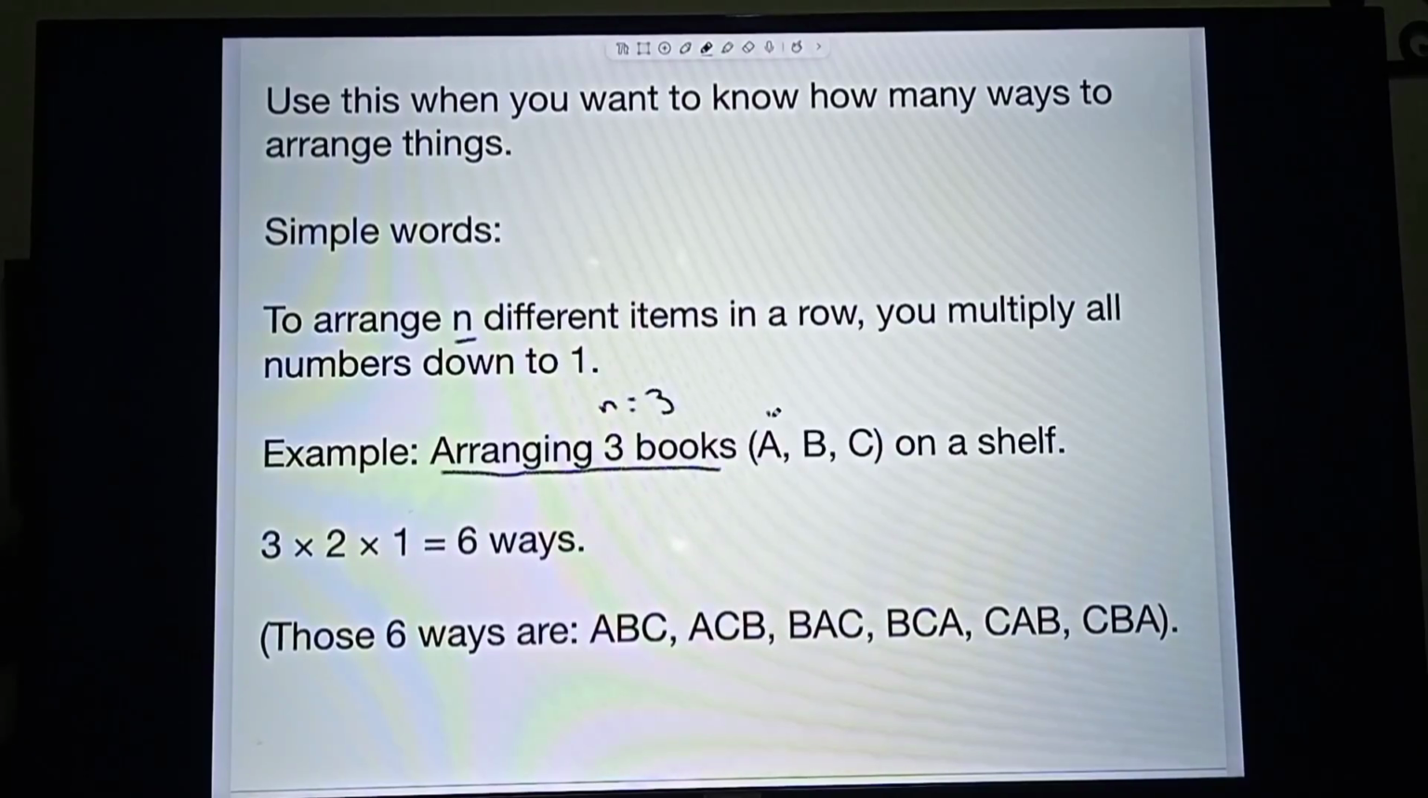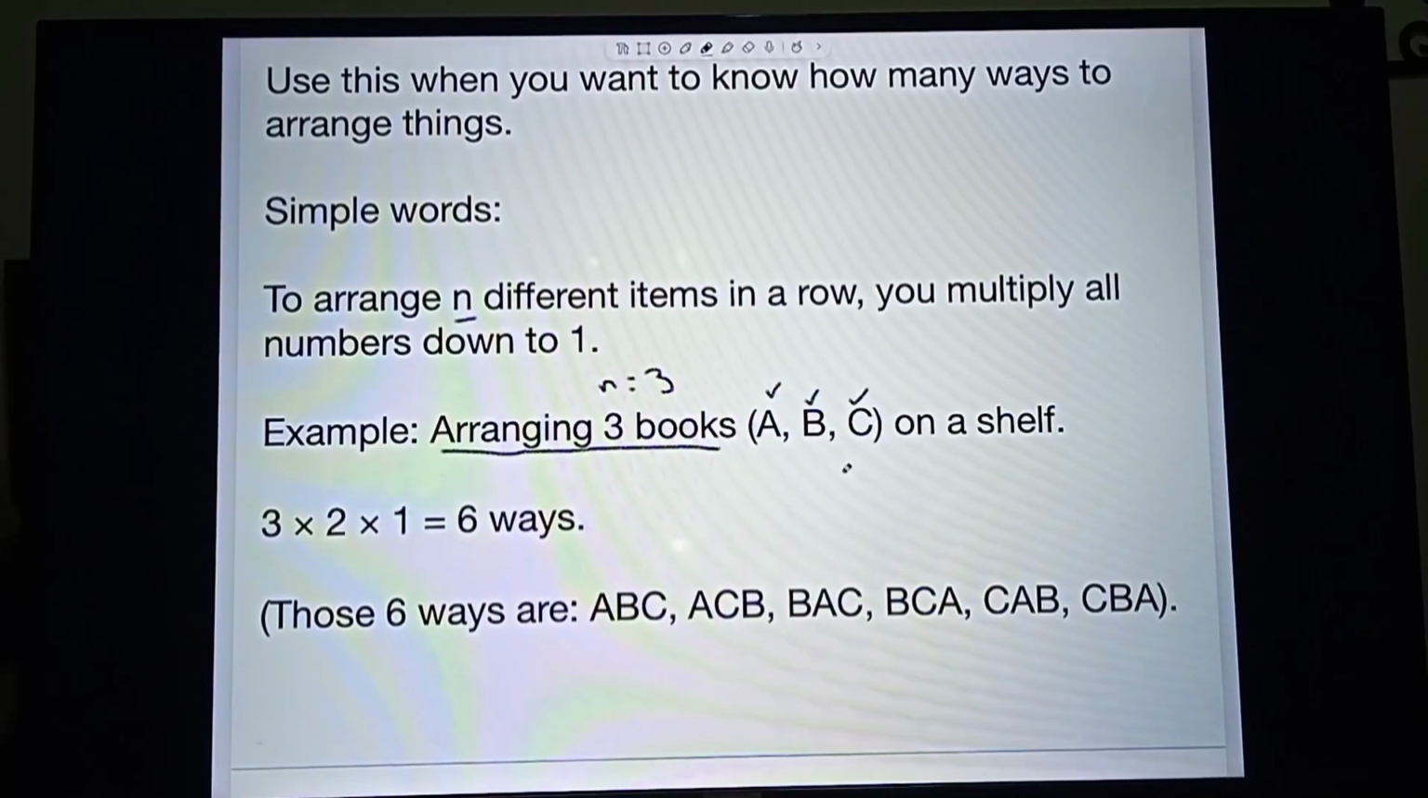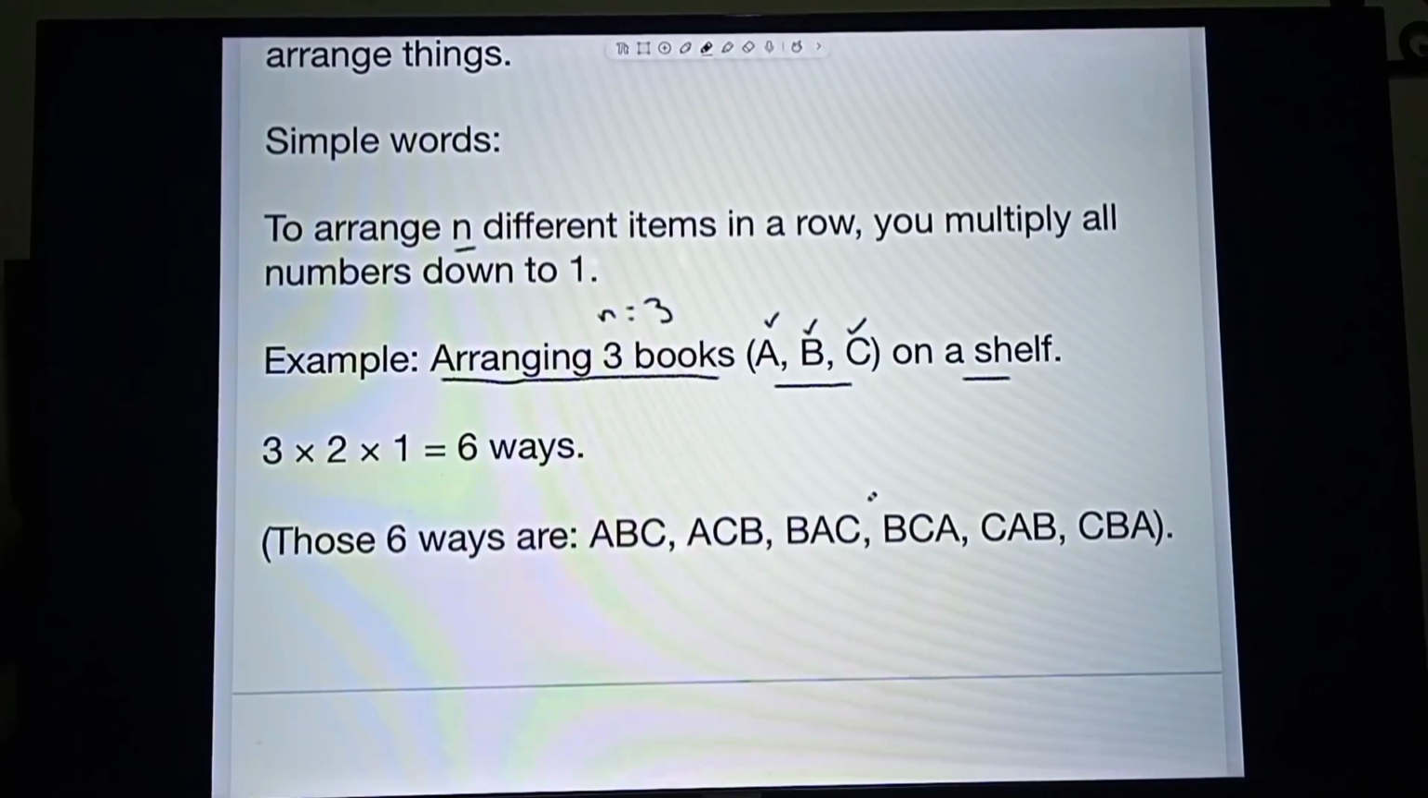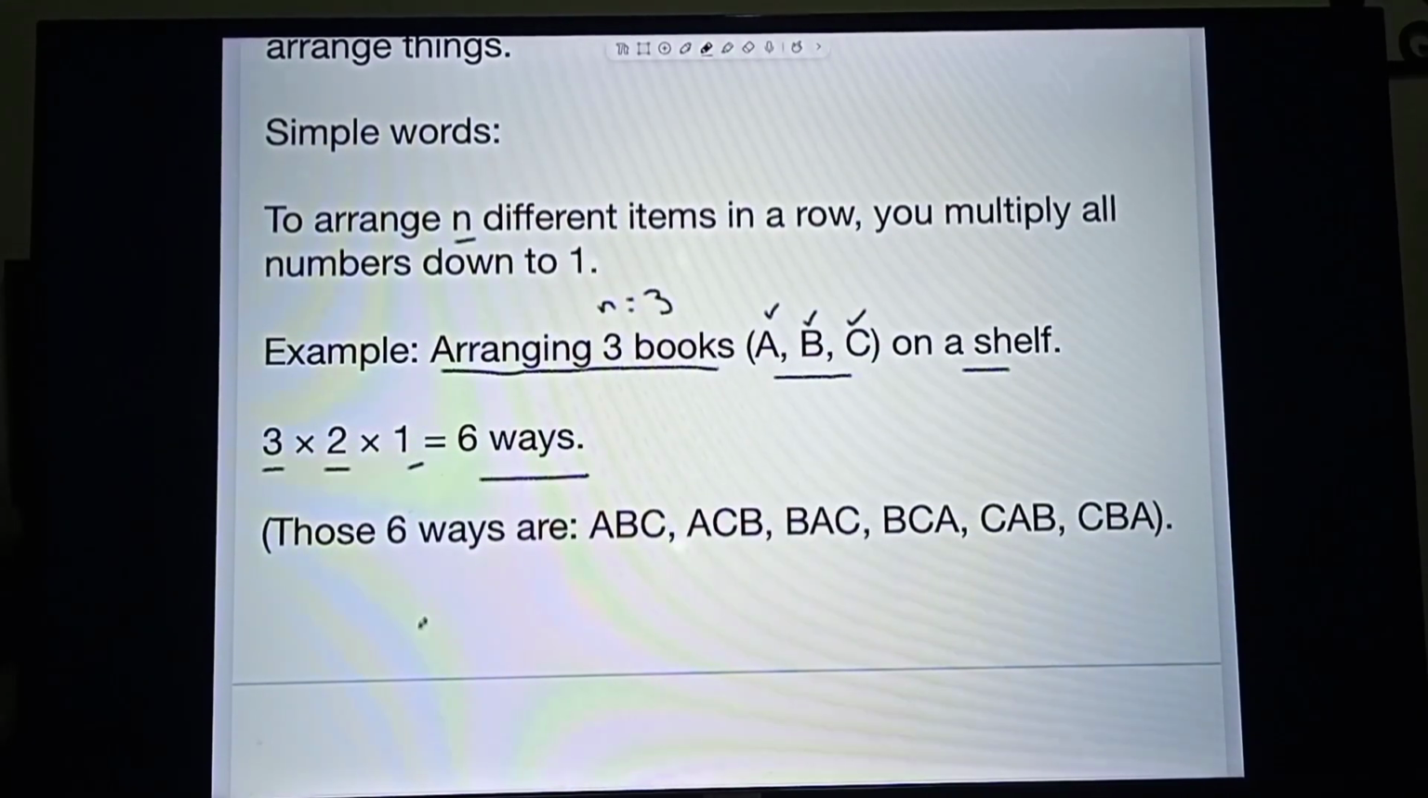And one book is A, the other book name is B, and the third book name is C. And you are going to arrange this A, B, C books on a shelf. So how many ways are there to arrange it? And these are the possible ways.